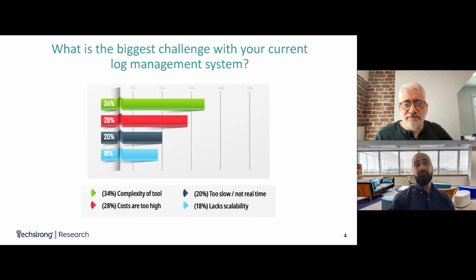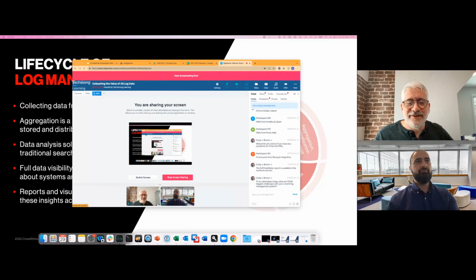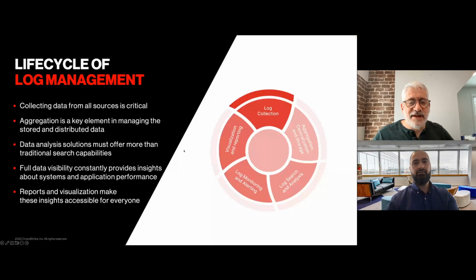Some of the other areas are something we often hear from customers when discussing their challenges with log management solutions. But if we just focus on complexity, and just to give you some more context, I'm just going to share my screen. And just let me know when you can see this slide. We can see it. Perfect.